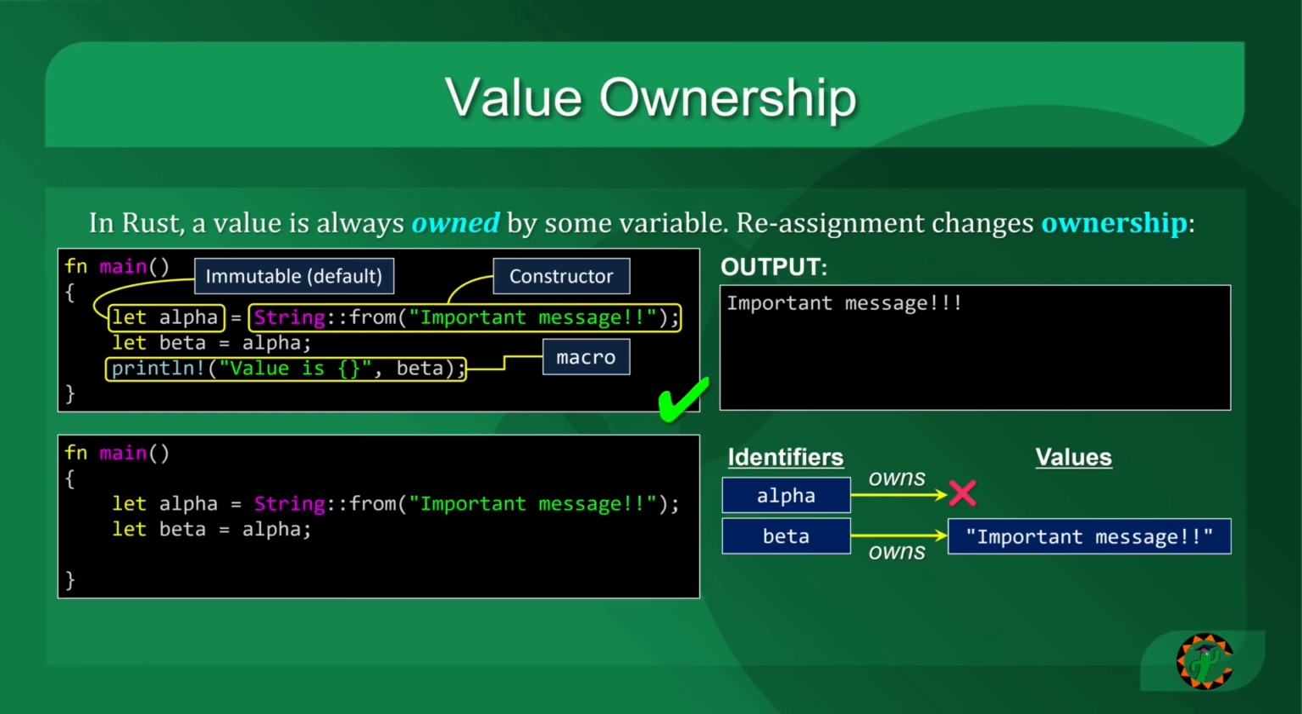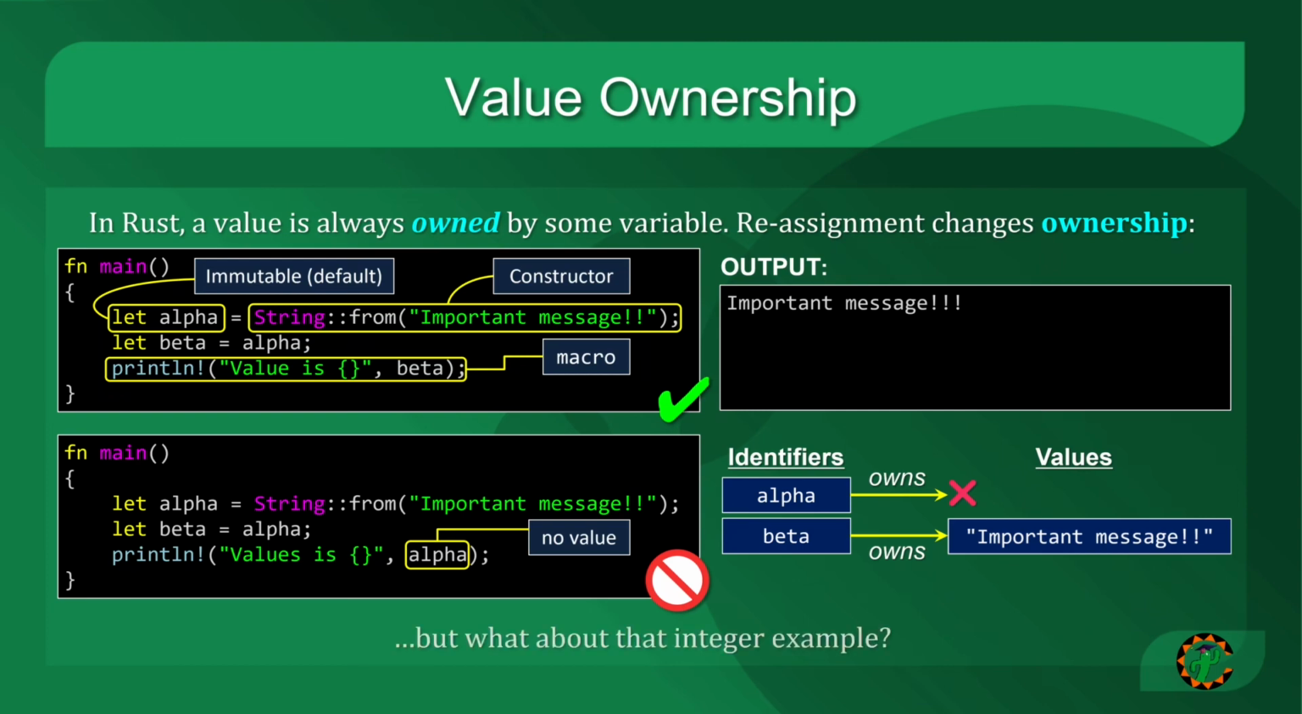An issue comes in if, after the assignment, we try to print alpha. Alpha is no longer valid. It has no value, so the compiler will object. And this is the crucial difference between an ownership error, which is caught at compile time, and an invalid pointer, which would only be caught at runtime. In Rust, a large number of these errors will become compiler errors, and that makes them impossible to find their way into deployed software. But wait, we had that integer example.